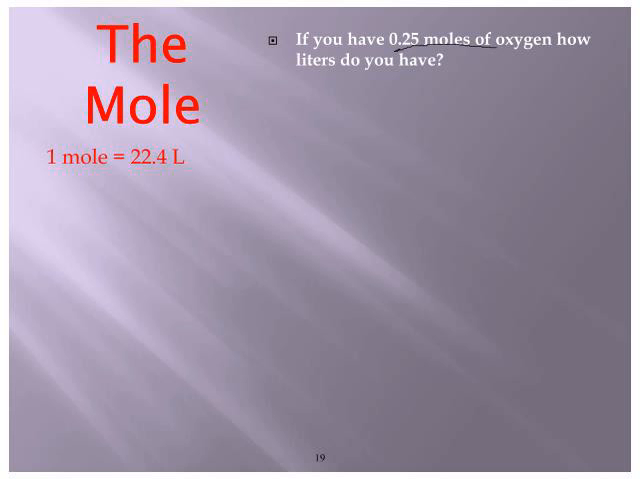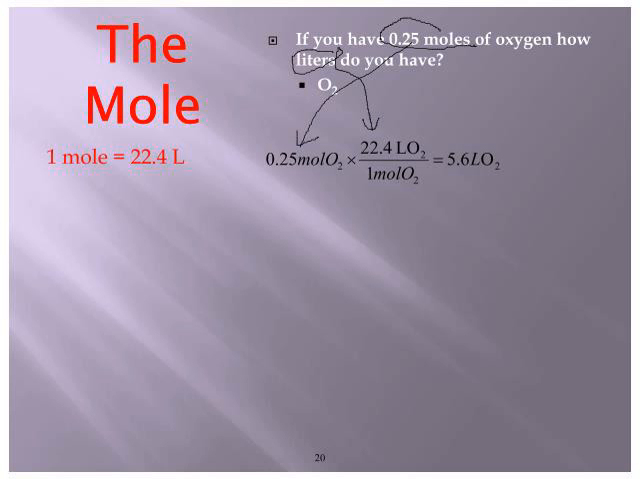So if I have moles of oxygen and I want to know how many liters that is, I'm going to set up my problem so that I have my 0.25 moles. My given is listed first. What I want goes on top, and what I have, the 1 mole, goes on the bottom. So multiplying across and dividing by 1, I get 5.6 liters of oxygen.